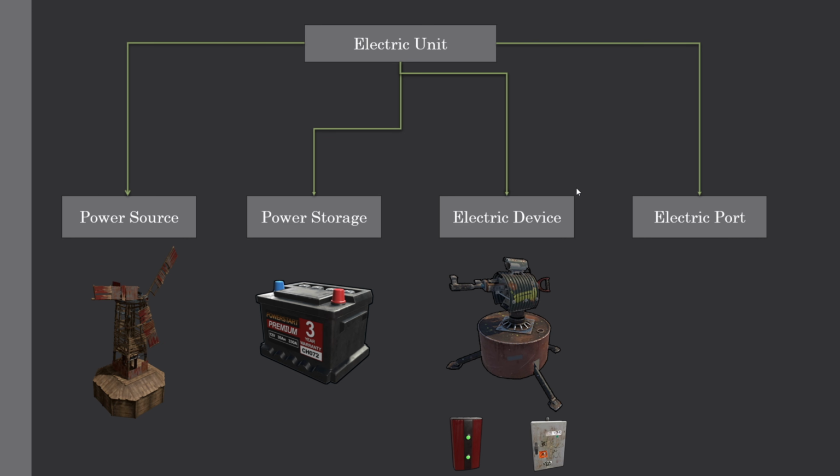And all of these branches are inheriting from one script because all of these branches actually are something related to electricity. So they have a lot of things in common. I'll explain what I mean in detail in the next videos, but it will be good if you have an overview about what we are going to build in the next videos. And firstly, we will start with the electric ports because all these three branches, power sources, power storages, and electric devices, use the ports. So we will start with this.